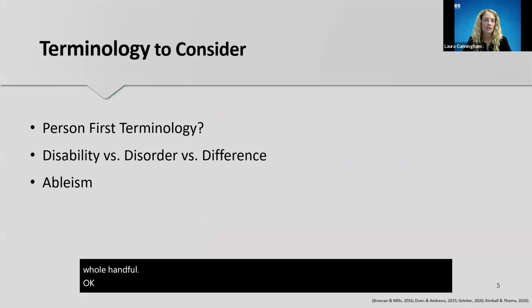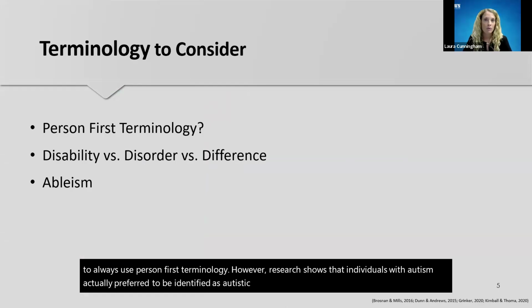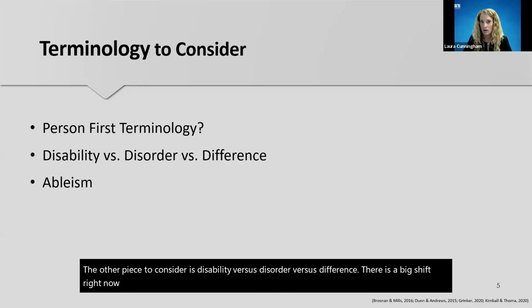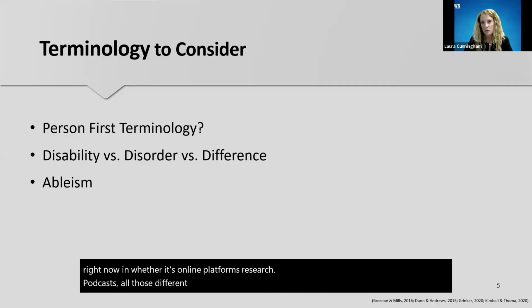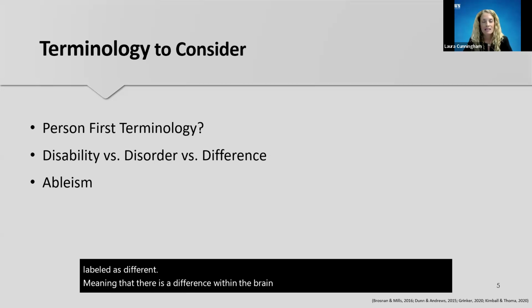Okay, so some terminology to consider. A lot of us were taught, I know I was taught in college, to always use person-first terminology. However, research shows that individuals with autism actually prefer to be identified as autistic. So going forward, I will be using that terminology. The other piece to consider is disability versus disorder versus difference. There is a big shift right now, whether it's online platforms, research, podcasts, all those different pieces, where individuals that are neurodiverse are preferring to be labeled as different, meaning that there is a difference within their brain and not necessarily a disability.